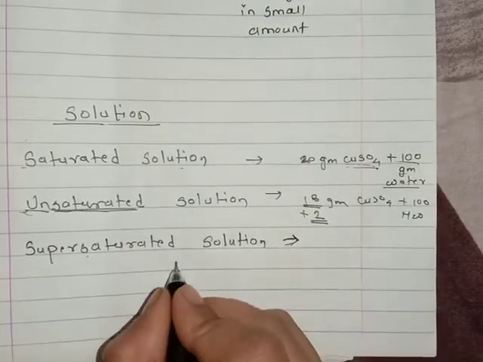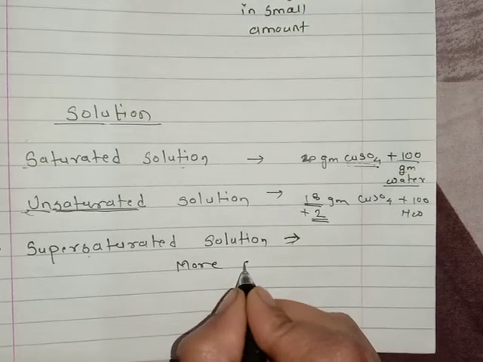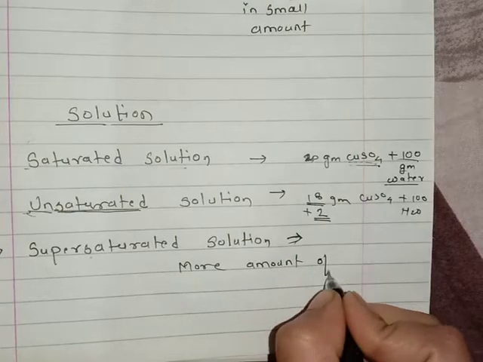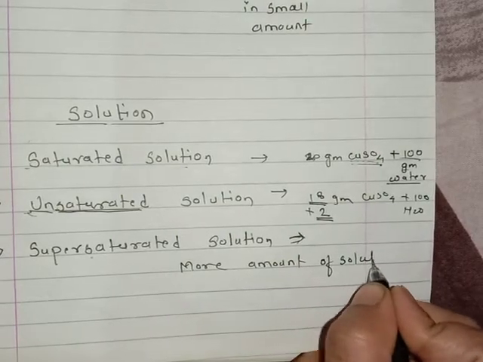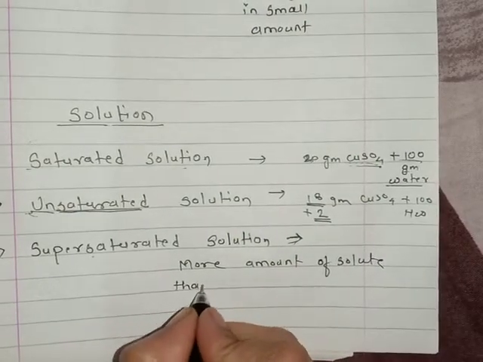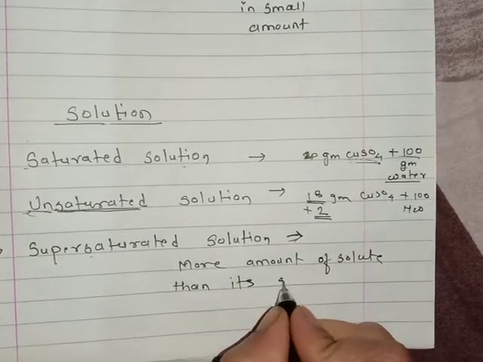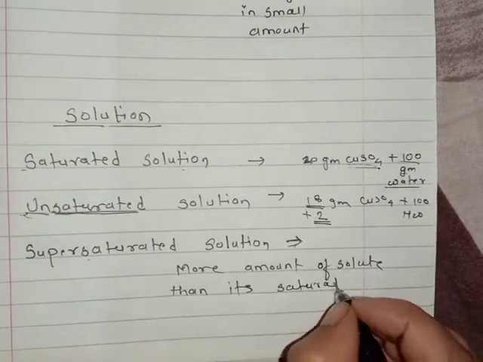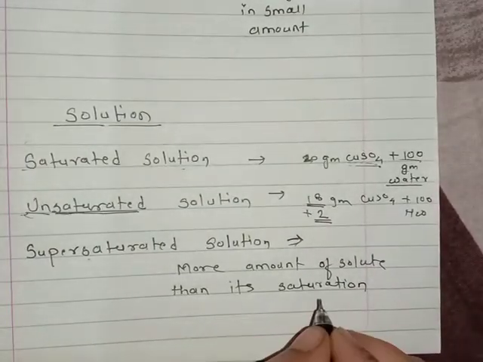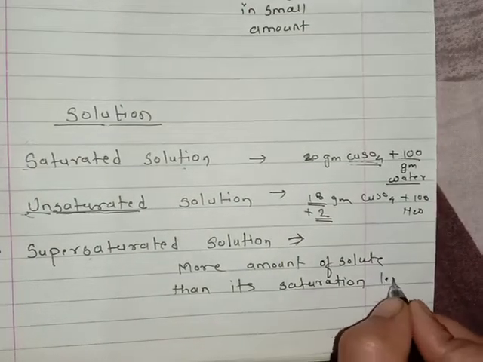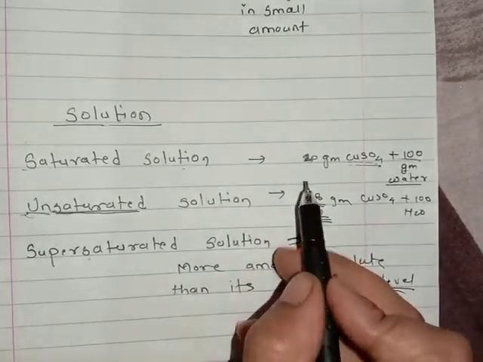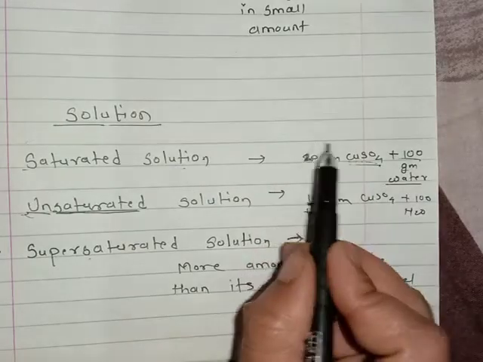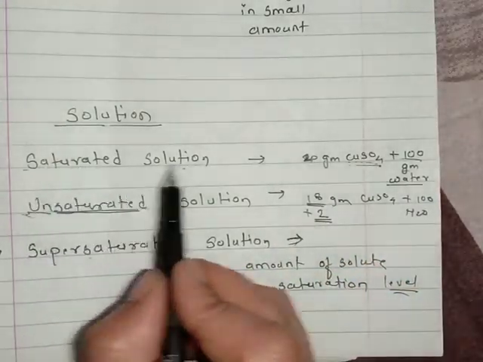It contains more amount of solute than its saturation level. For example, 20 gram of copper sulfate in 100 gram of water at particular temperature form saturated solution.